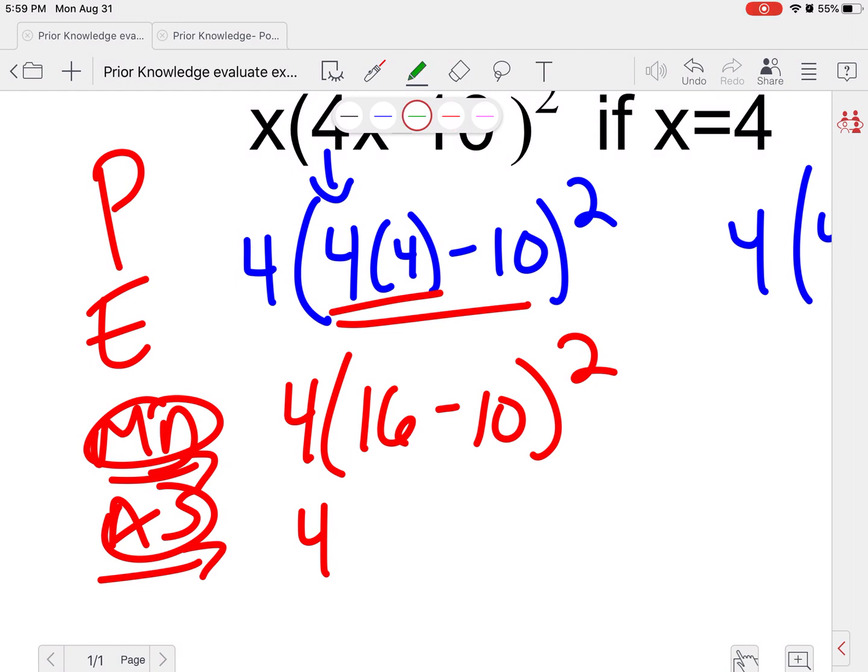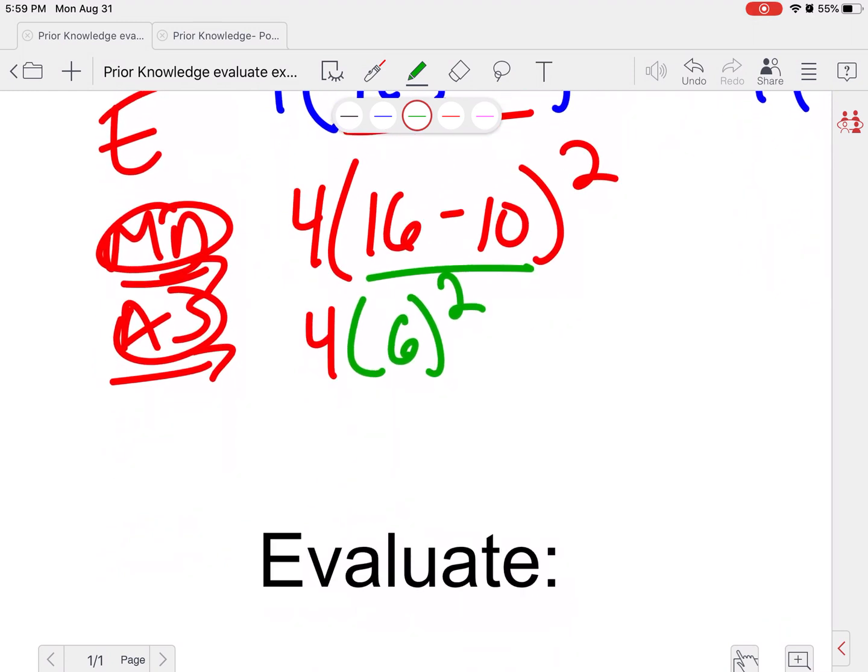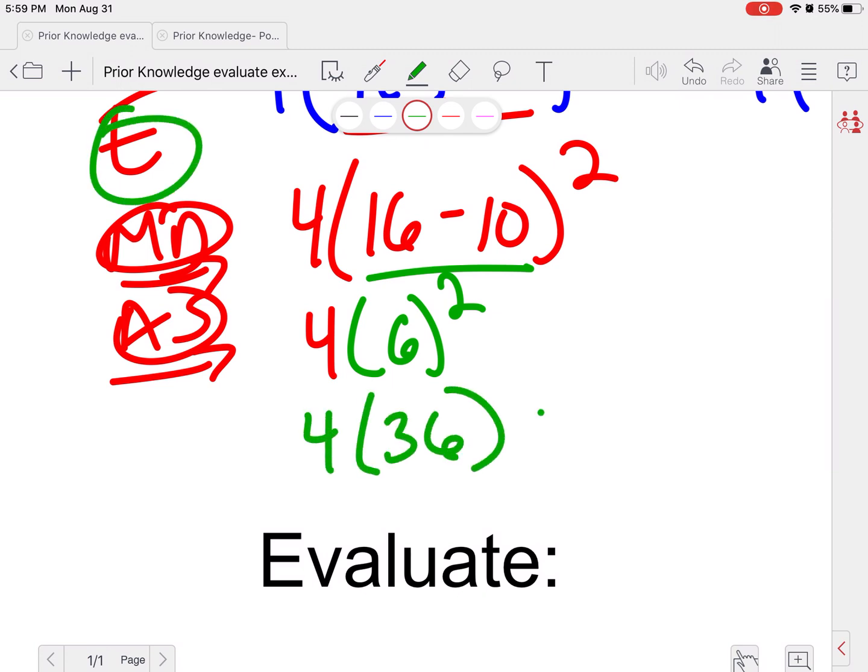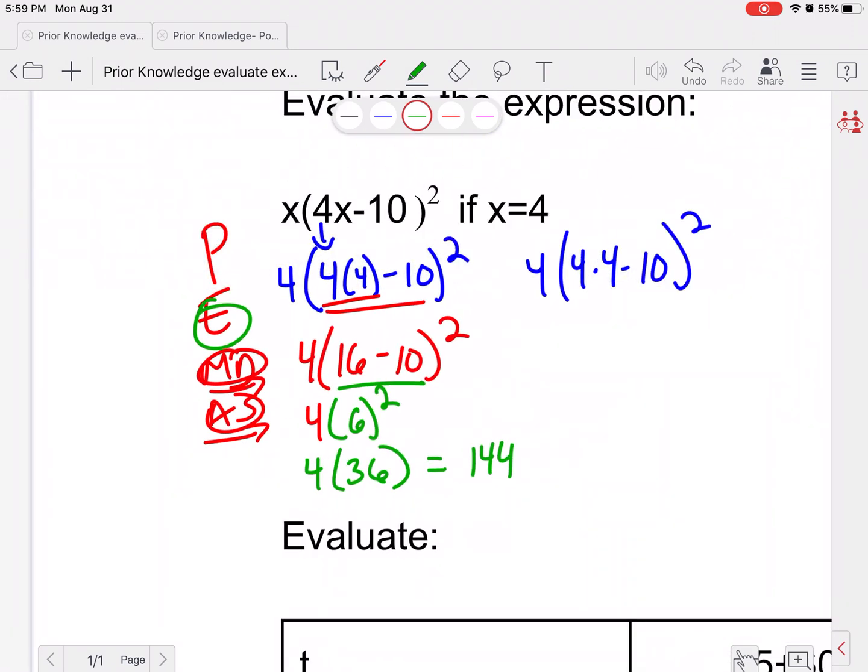And then we're going to go ahead and do the inside parenthesis here. 16 minus 10 is 6 squared. And then we'll go right on ahead and do 6 squared, because we're going to do our exponent part. So 4 times 36, and 4 times 36 would give me a nice 144. Okay, so remember, after we plug in the value, we want to make sure we're following PEMDAS to get our answer all the way through.